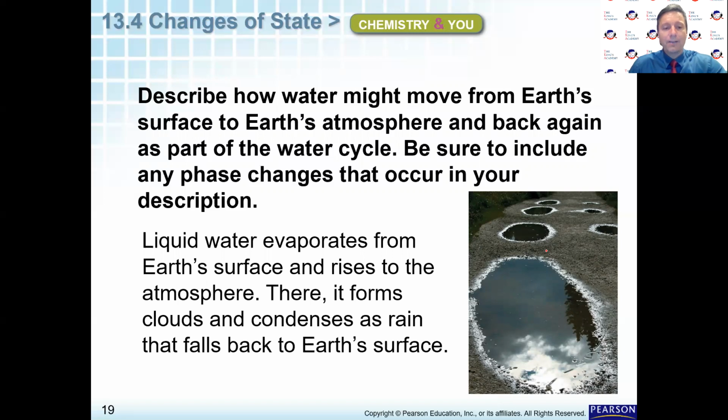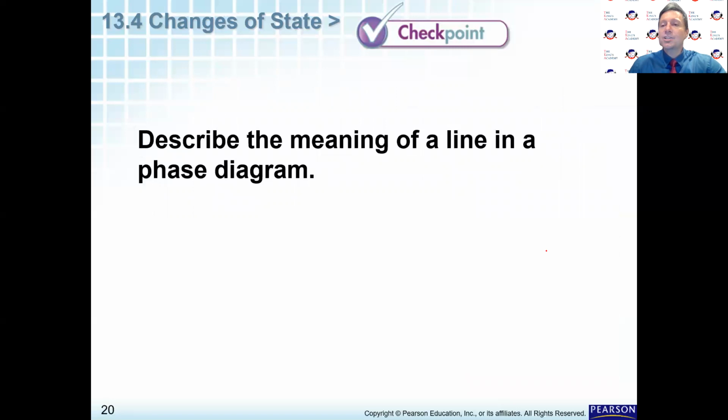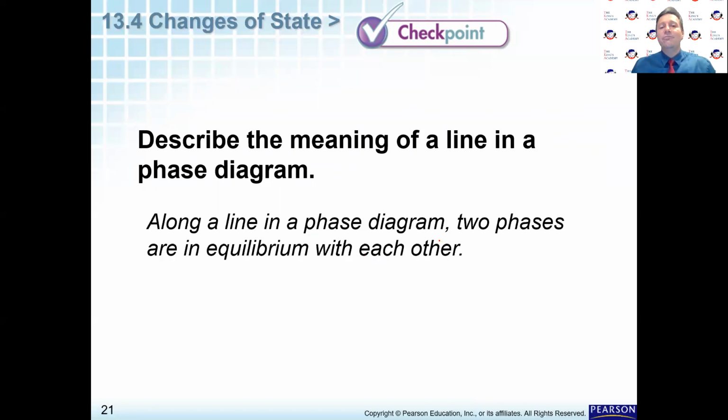And that's what talks a little bit about that here, describing that. Here's our last checkpoint of this particular chapter. Describe the meaning of a line in a phase diagram. Take a second and think about that. Well, hopefully you remember that a curved line coming up, and then you have another line typically running down like that. And here you have your solid, you have your liquid, and you have your gaseous states. That line means equilibrium. And that's what it says here. Along a line in a phase diagram, two phases are in equilibrium with each other.